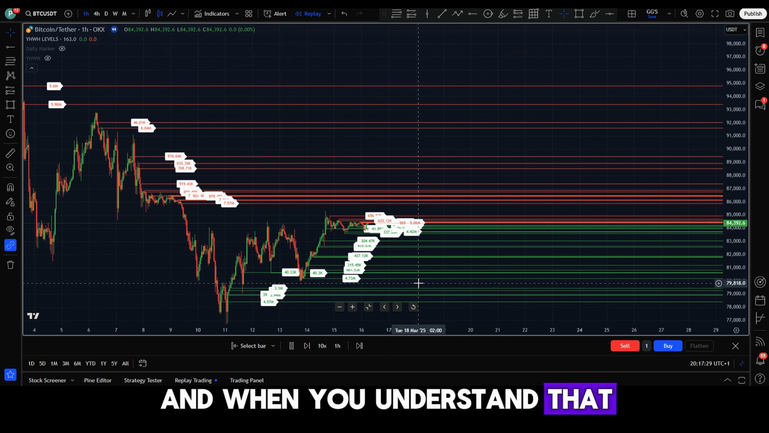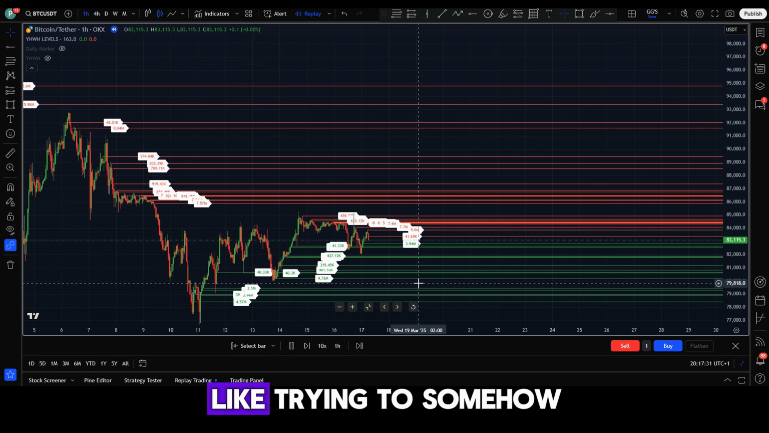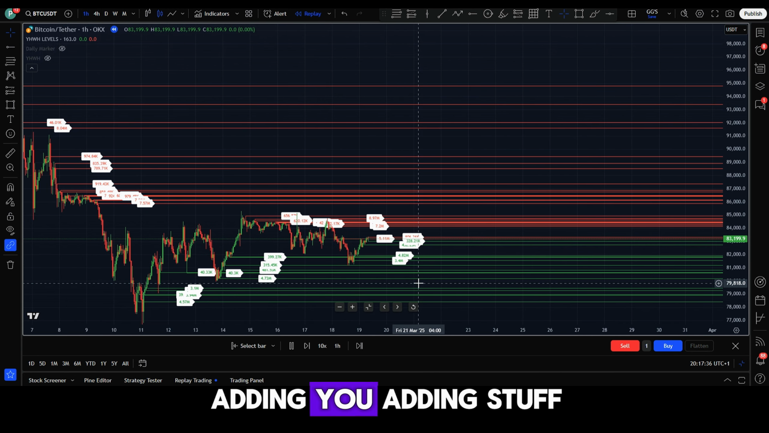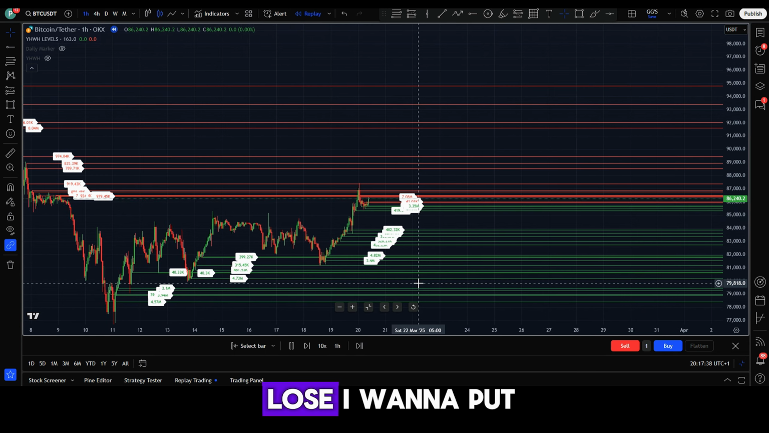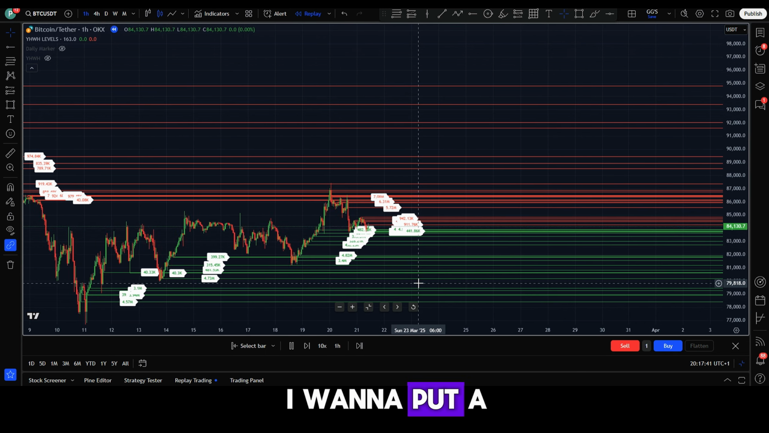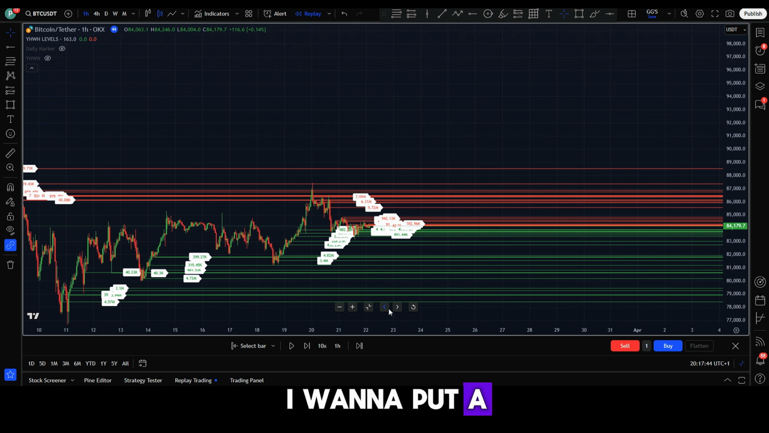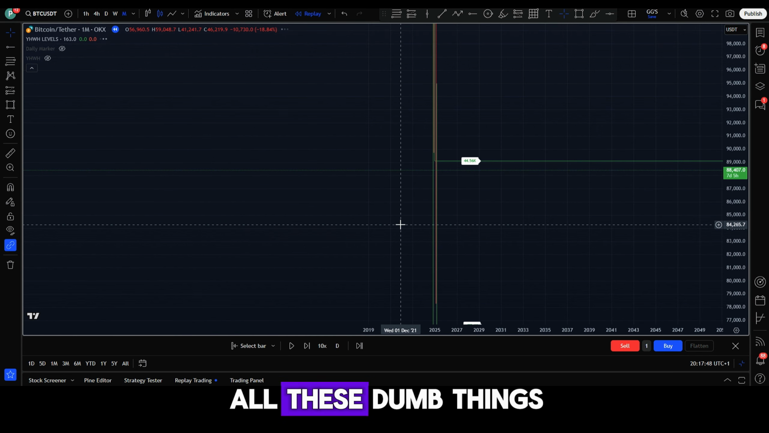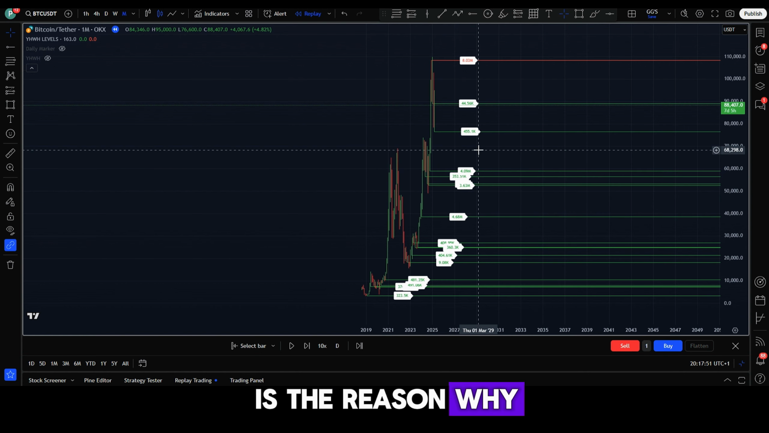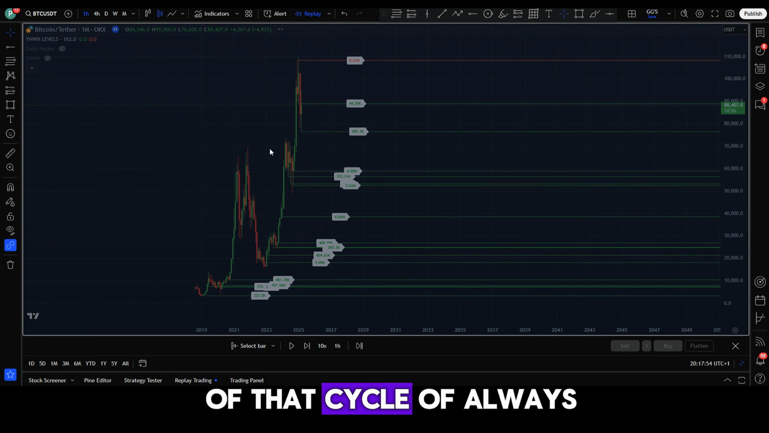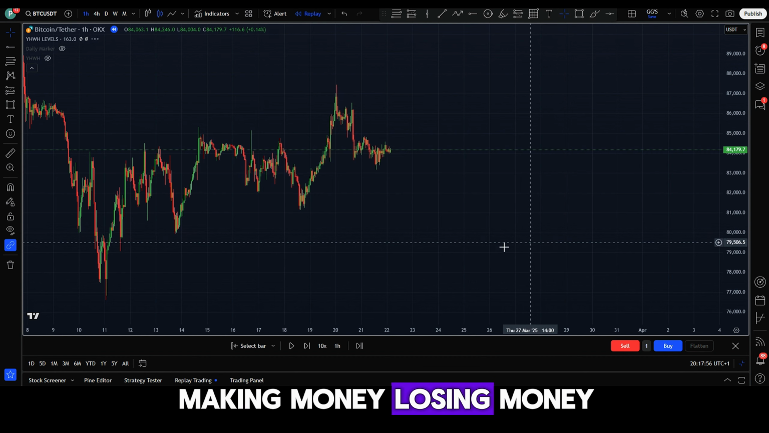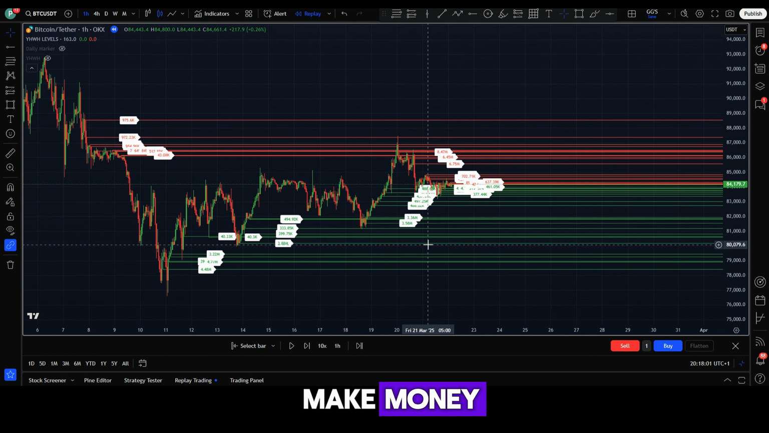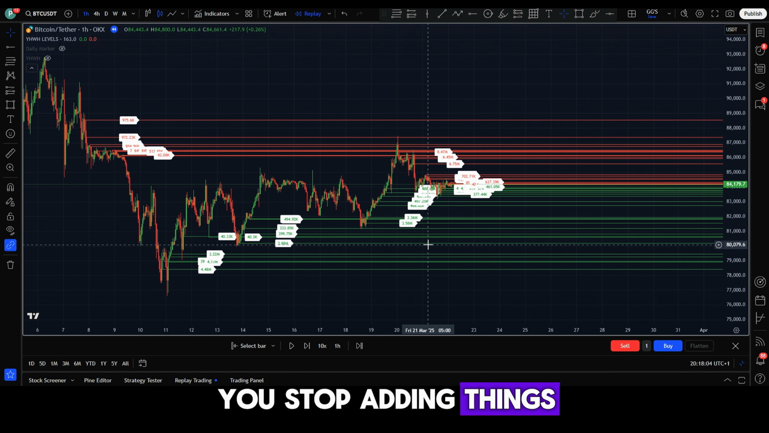And when you understand that, you will stop doing dumb things like trying to somehow put a bigger stop loss, adding stuff to the strategy. That's the reason why you lose. I want to put a bigger stop loss. I want to put a bigger take profit. I want to put a bigger this, a bigger that. I want to trade now in a monthly time frame. All these dumb things you keep on doing are the reason why you cannot break out of that cycle of always making money, losing money, making money, losing money. So you are not smart. Your strategy is the only reason why you make money. When you understand that, you stop adding things to your strategy.